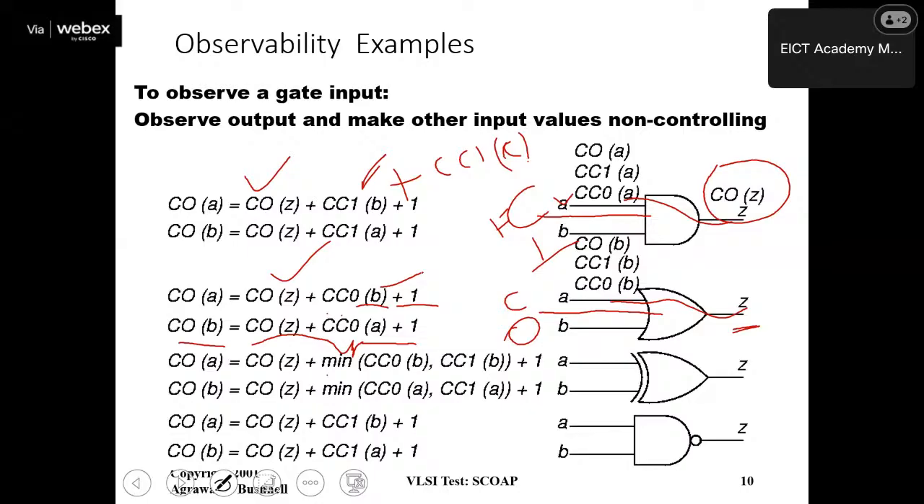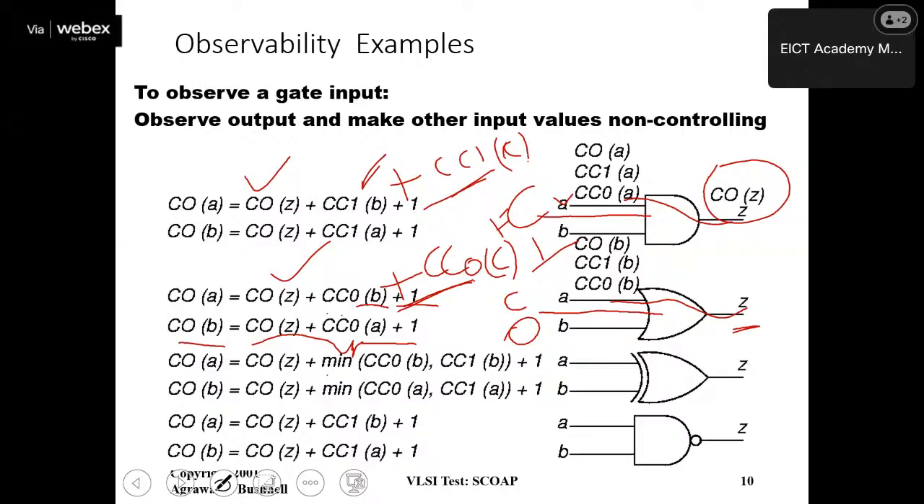So here in this formula, we will just add CC0 of the other input, because that is the combinational controllability 0, which is the non-controlling value for the OR gate. Just like this, we will keep on adding the non-controlling combinational controllability values for that particular branch, and we'll get the result, right?